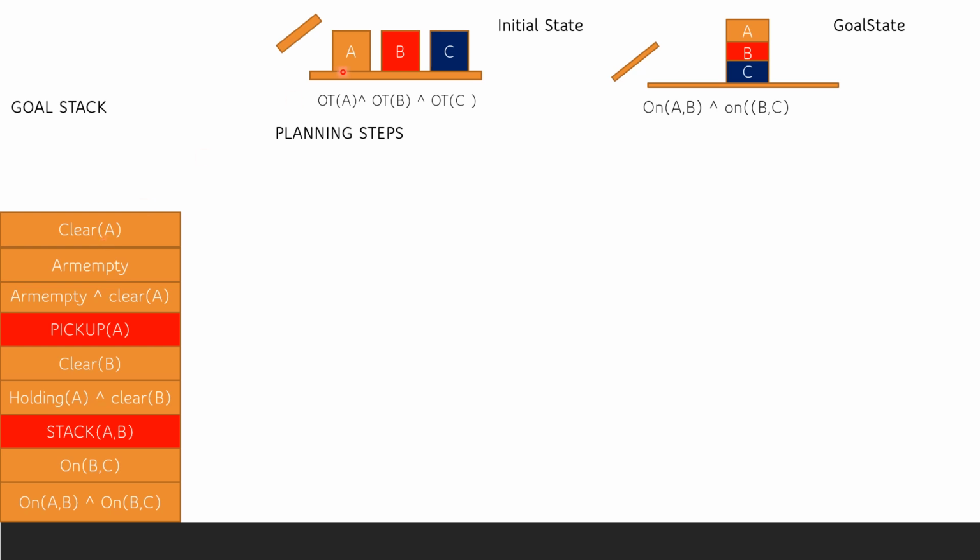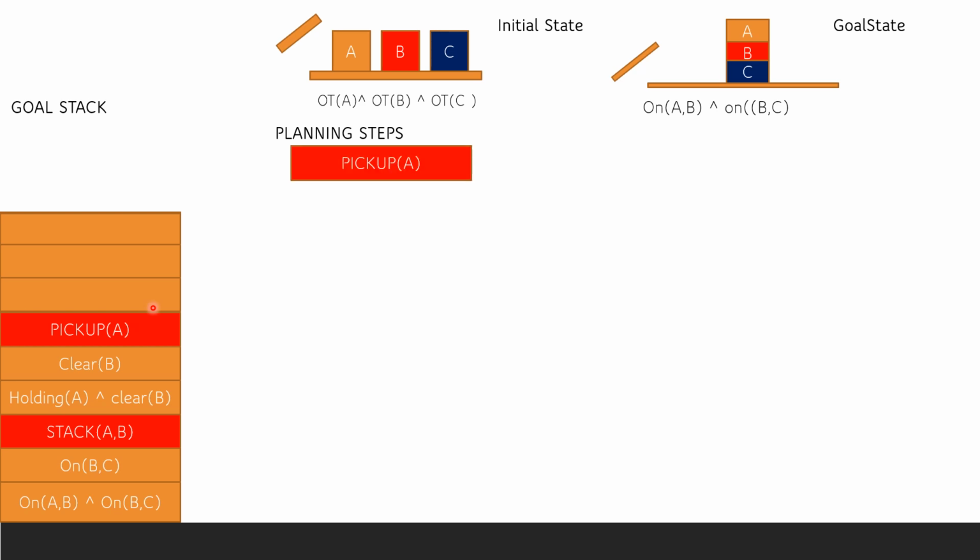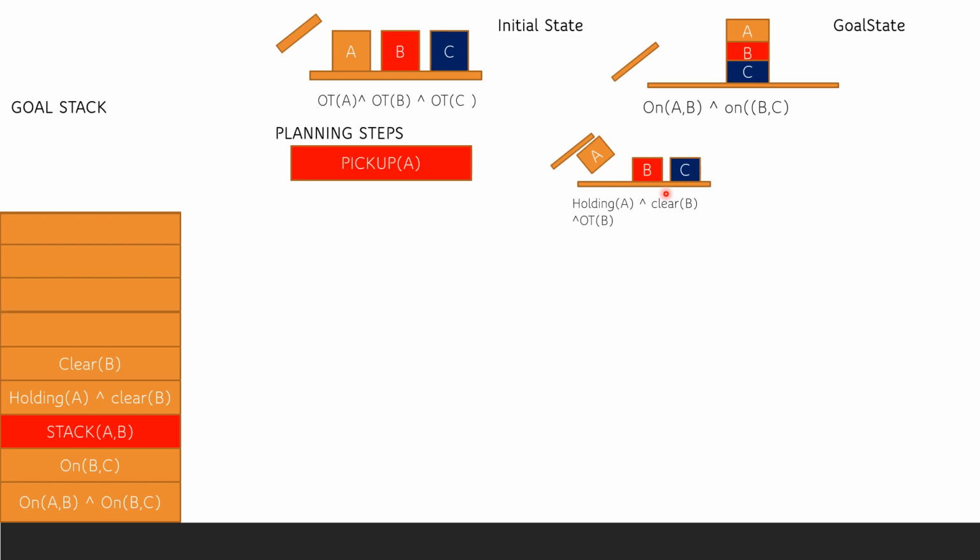Now we'll check whether these preconditions are satisfied or not. A is clear, yes, A is clear. So we pop it out. Arm is empty, yes, arm is empty. These two conditions are satisfied. So the first action which will be recommended into the plan is pick up A. This is the actual state space which we get after pick up A. Now we'll remove pick up A from the stack.